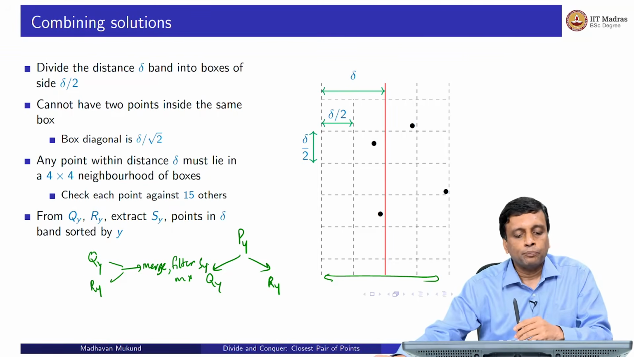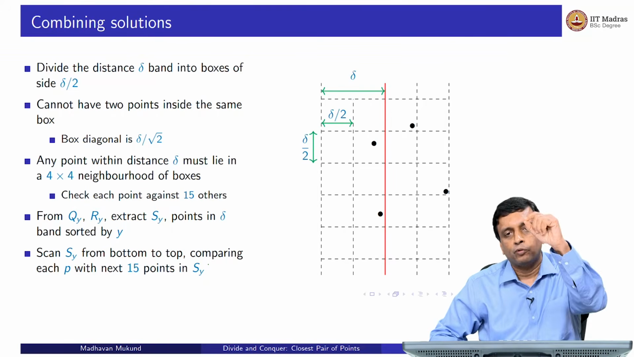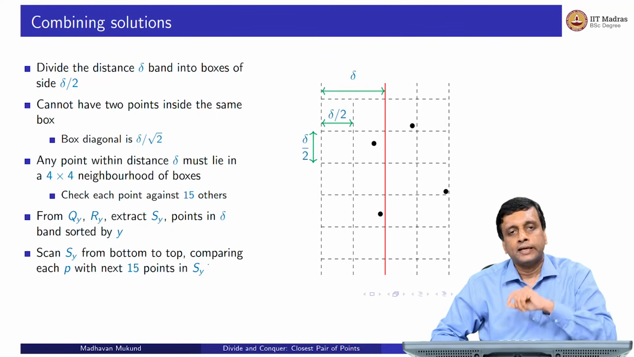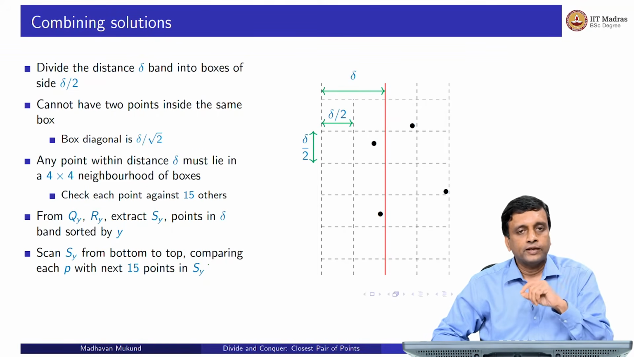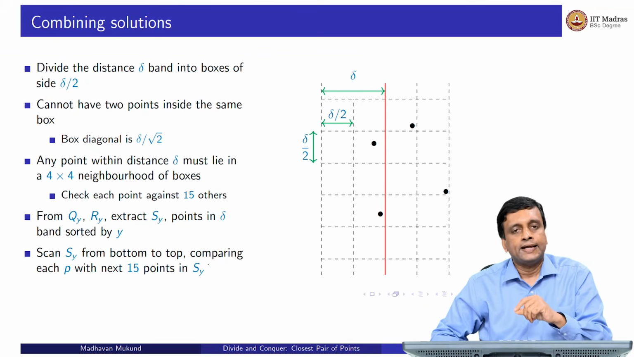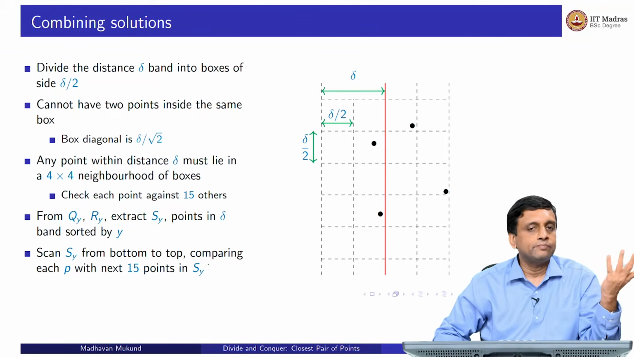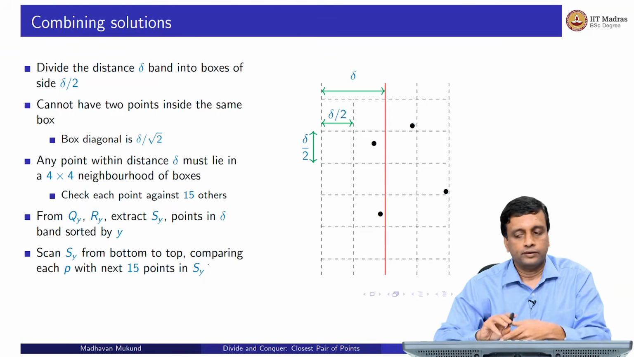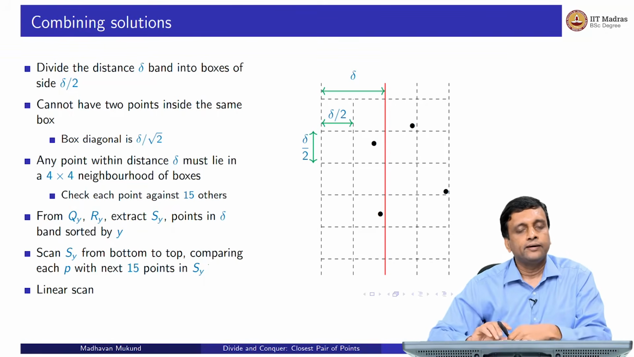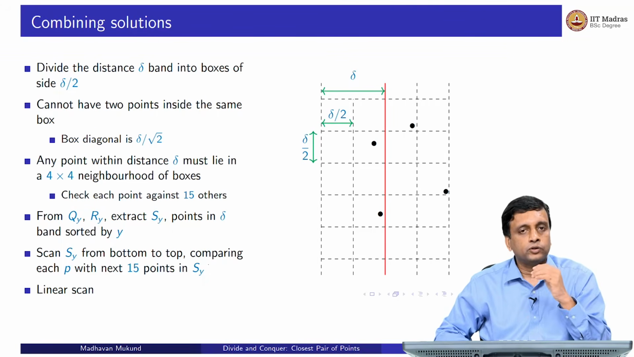Once I've got the points inside this band of interest, I take the first point and compare it to the next 15 points, because those are the only ones which can lie within delta of this. If none of them are there, then I take the second point and compare it to the next 15 points. I take the third point, compare it. So for every point in sy, I'm comparing it to at most 15 more points. So I'm doing 15 times n work. Basically it's order n work. All these things are again a linear scan, some order n work to scan this.